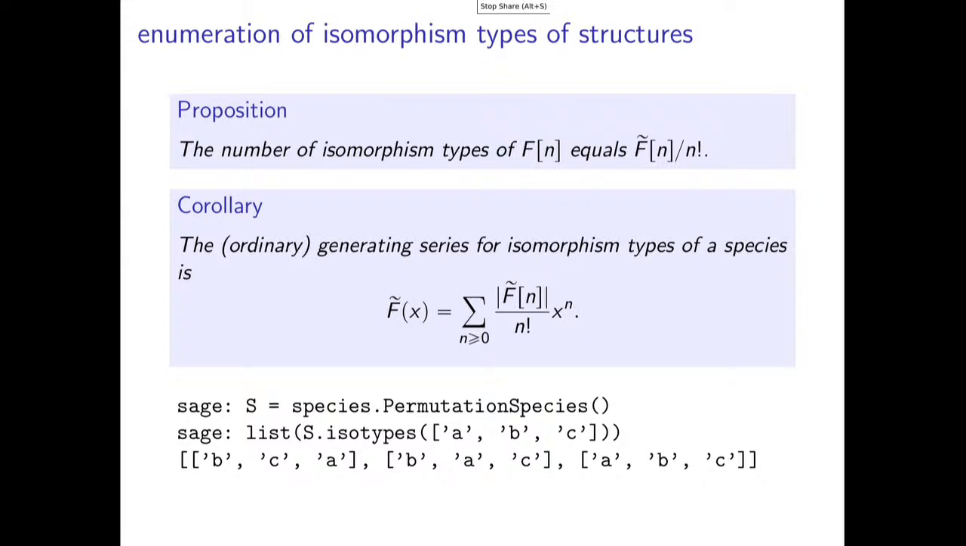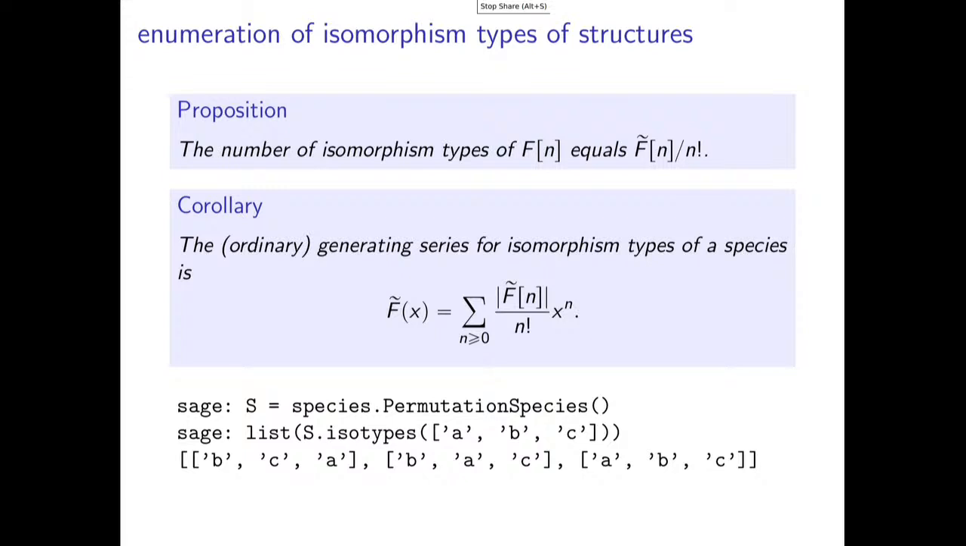So for example, for permutations, we get just these three representatives of isomorphism types. We get the identity, so three fixed points. We get a transposition and a fixed point, and we get a cycle. And there are no other isomorphism types. For linear orders, we would get all six of them, because none of these are isomorphic to each other. There's no way... excuse me, I made a mistake.